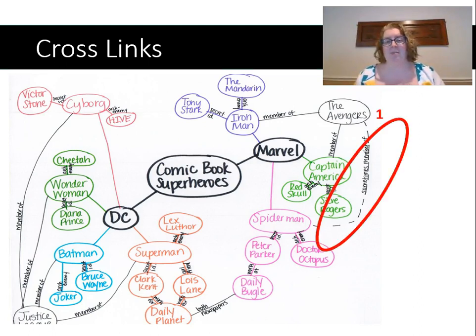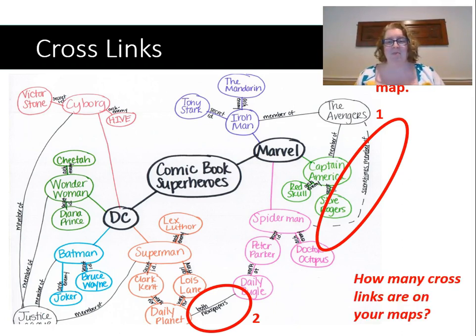So I have a crosslink between the Avengers and Spider-Man, and between the Daily Bugle and the Daily Planet. So there's two crosslinks, right? Because Spider-Man's not always a member of the Avengers, but sometimes he is. And between the Daily Bugle and the Daily Planet, that's really a link between Spider-Man and Superman since they both work at newspapers. So think about how many crosslinks are on your maps.